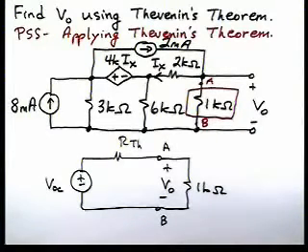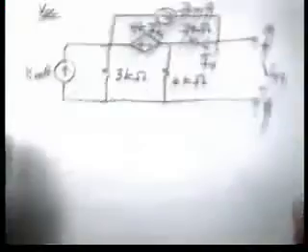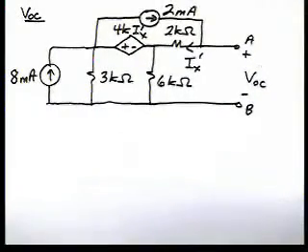Now, since we have dependent sources and independent sources, if you look at step 2C of our problem solving strategy, we're going to also have to find the short circuit current. So this problem is going to require us to find the open circuit voltage and the short circuit current. So here's our circuit that we're going to use to calculate the open circuit voltage with.